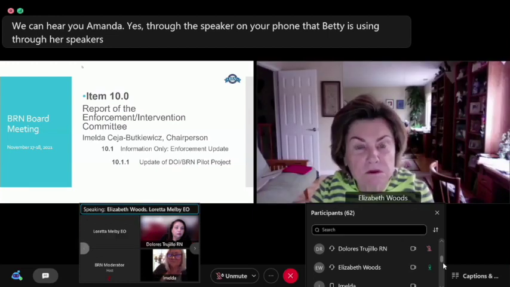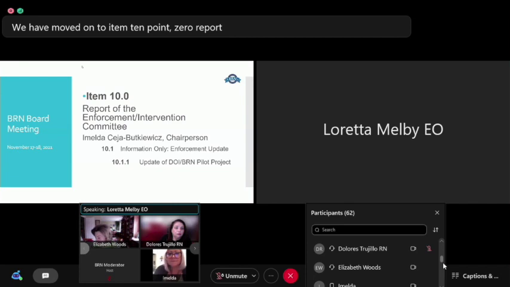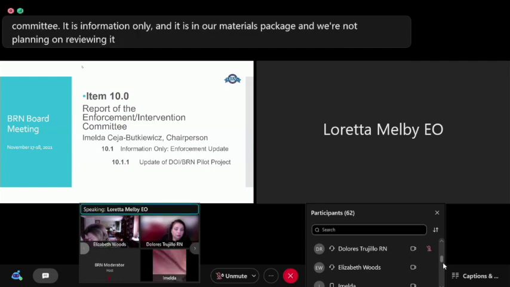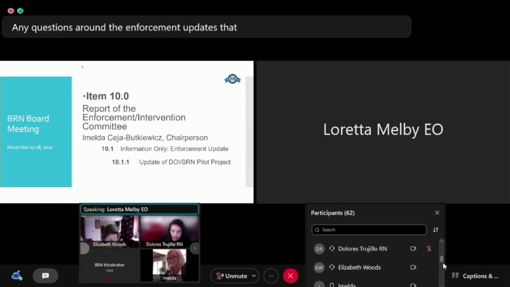Hey, Imelda, we have moved on to item 10.0, report on the Enforcement Intervention Committee. It is information only, and it is in our materials package, and we're not planning on reviewing it or reading it out loud unless there are specific questions or conversation that you may have around it. So we want to open it up to see if you have any questions around the enforcement updates that is information only.